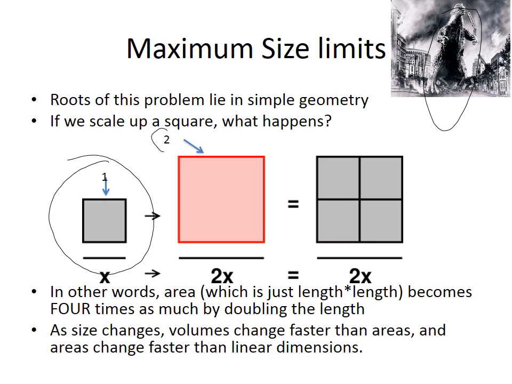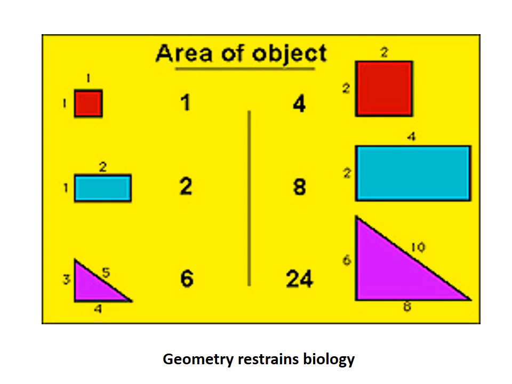So now every square side is 2. This area now is just length times length. It becomes 4 times as much by doubling the length. So as the size changes, the volume change is faster than the area, and areas change faster than linear dimensions. Here's another example.